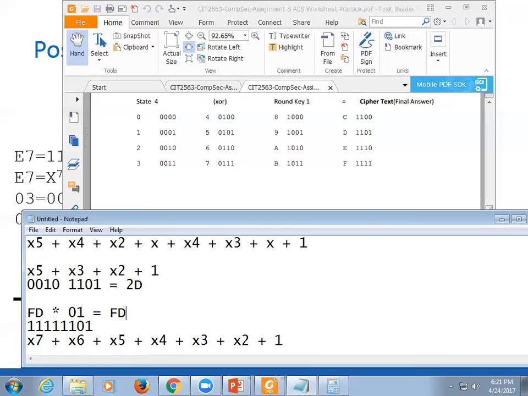Why can't you just make them all 01s? See, when someone made AES, they said that's probably not a good idea. Yeah.